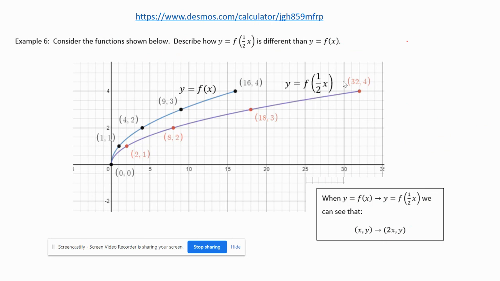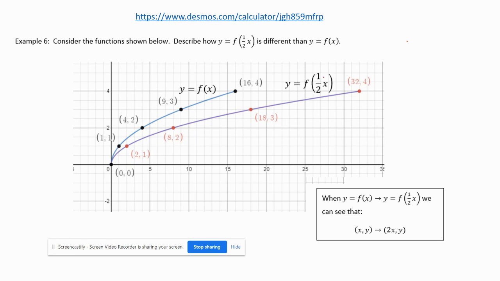So what we're going to see here is I've given you a graph where our original one is blue and the purple graph is our new one, f of 1/2 x. So if I have the point 16, 4, this guy is 32, 4. 9, 3 becomes 18, 3. 4, 2 becomes 8, 2. 1, 1 becomes 2, 1.